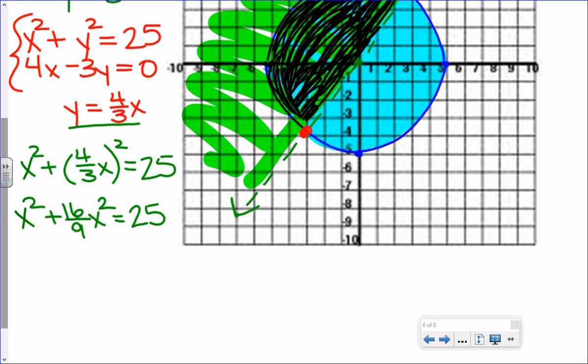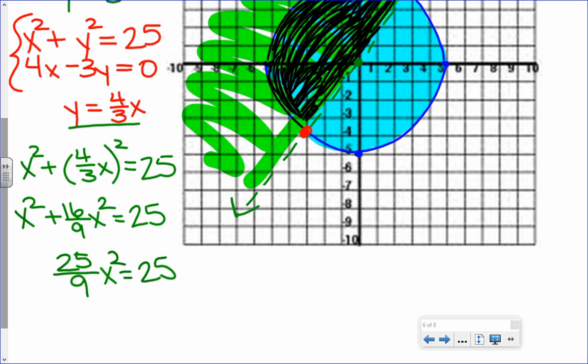Now we're going to want to add those two together. So what is 1x squared plus 16/9 x squared? Well, that's nice. 25/9 x squared. It's going to be to your benefit to keep things in fractions.